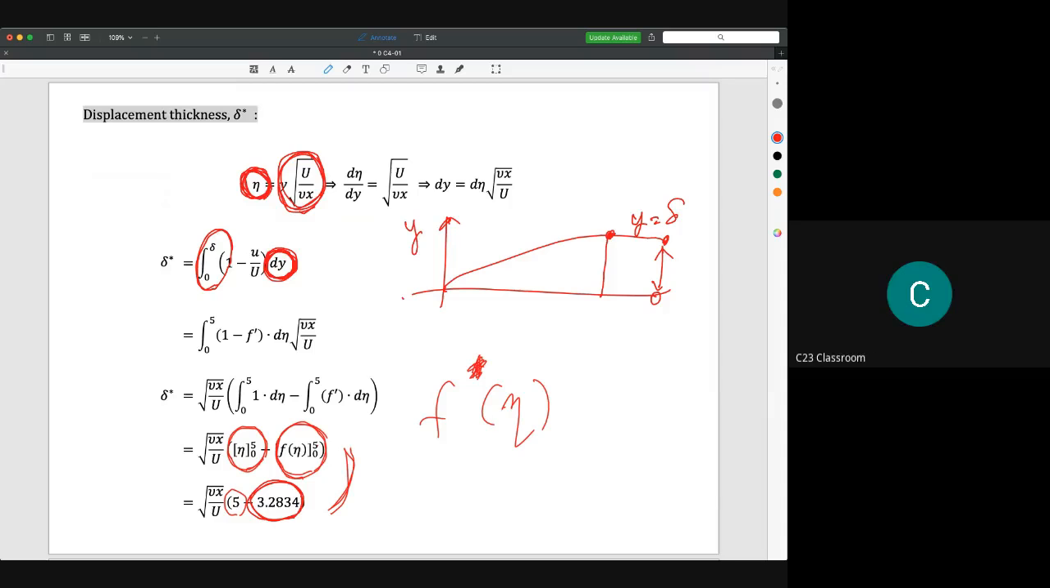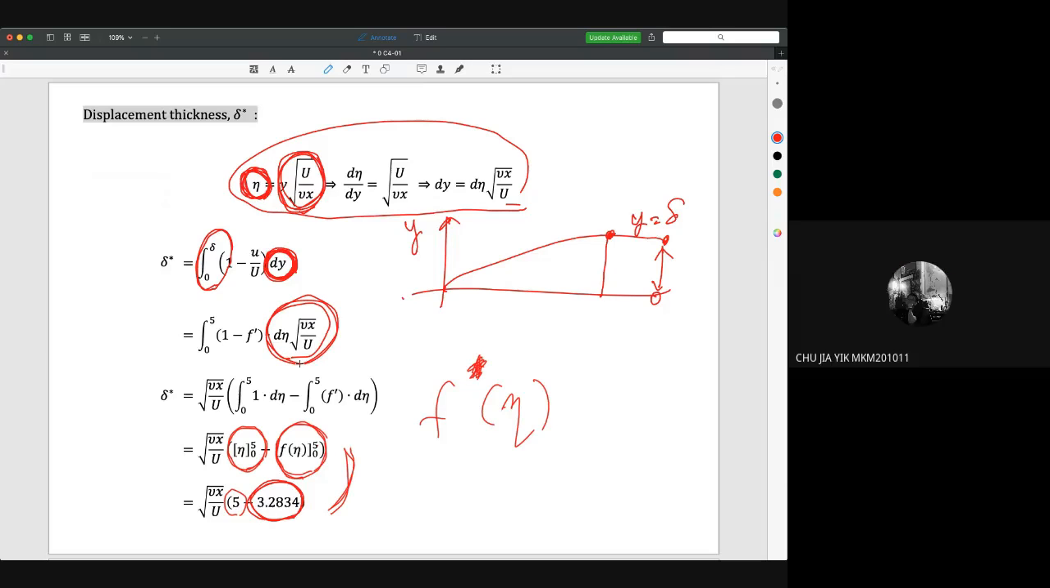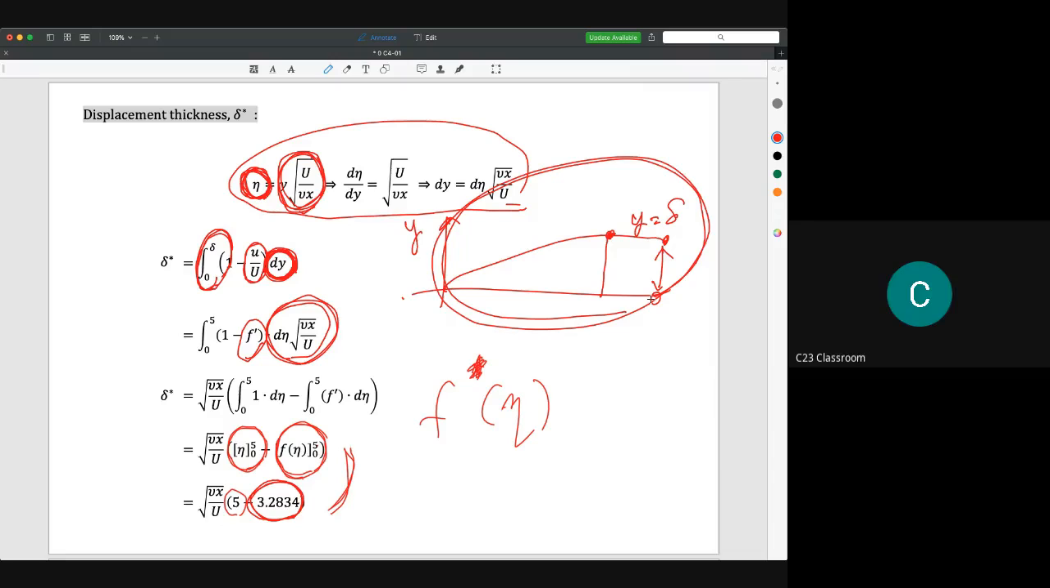So we need to rearrange the equation first. We rearrange dy by using this idea, and it becomes d eta times square root of nu x over U. I hope you understand this one. Then we replace u over U with f prime. So this limit is actually 0 to delta based on this diagram.